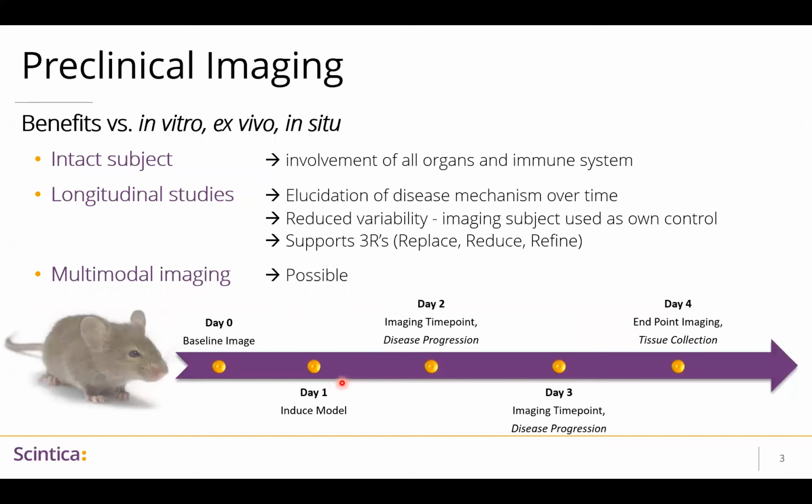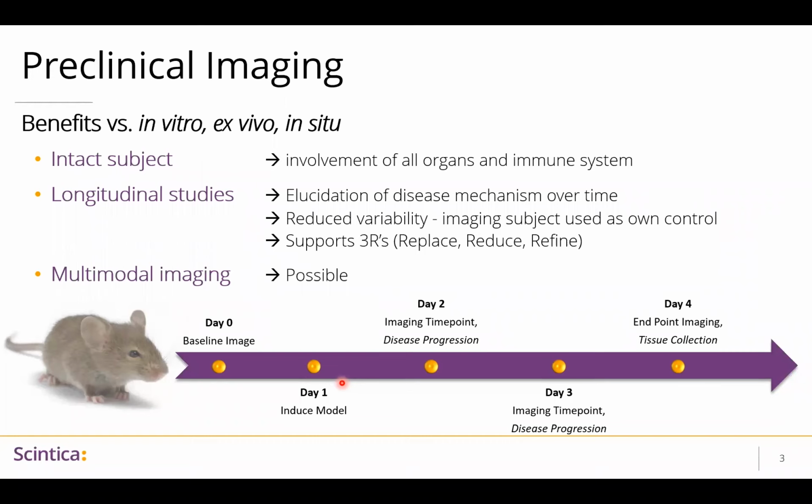So now that we understand preclinical imaging, what are the benefits of preclinical imaging versus in vitro, ex vivo, or in situ studies? Of course, with preclinical imaging, we're using an intact subject. So we're able to study the disease process with the involvement of all the other organs around that disease process. For example, if we're studying a tumor, we can look at the effect of the surrounding organ. If it's an orthotopic tumor, we can take a look at lymph nodes, for example. We can look at the effect of the tumor if there's metastases going into other organs. We have the ability to study the entire organism, and that also includes the immune system.